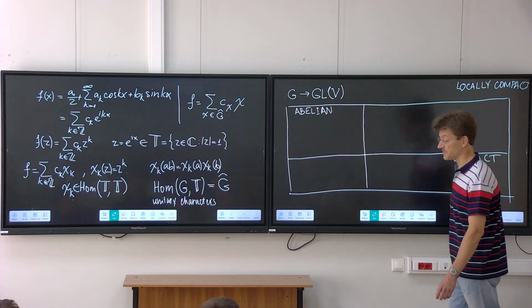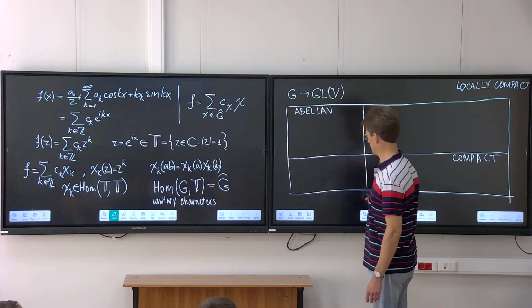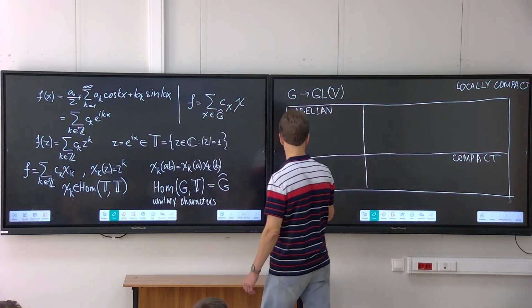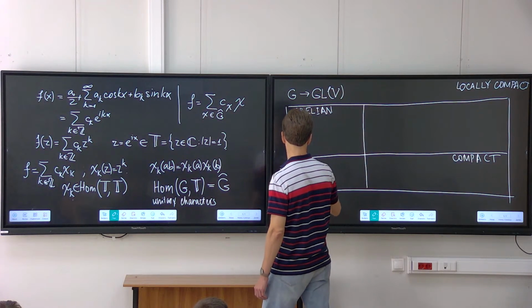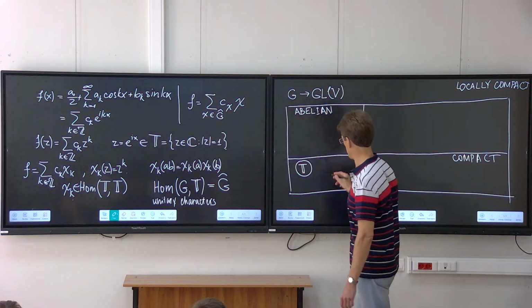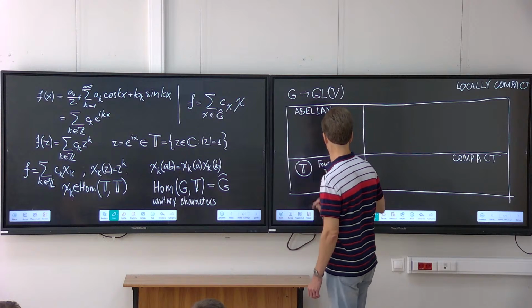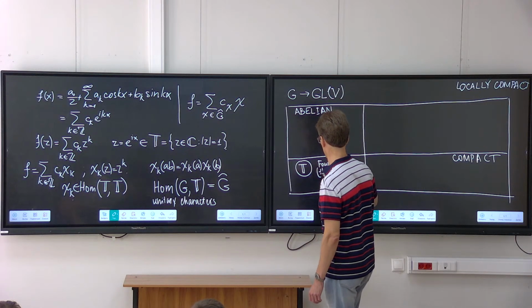And a typical example of a group which is both compact and abelian is, of course, the circle. So we already know that the harmonic analysis on the circle is nothing but the theory of trigonometric Fourier series. So this is the beginning of the 19th century.